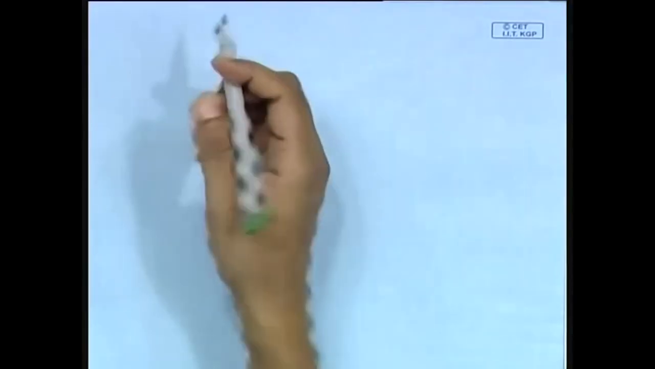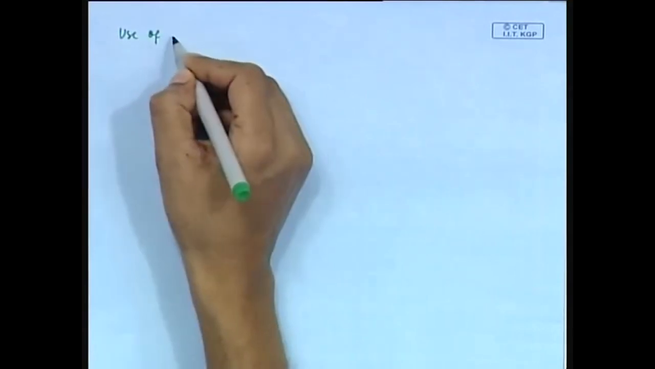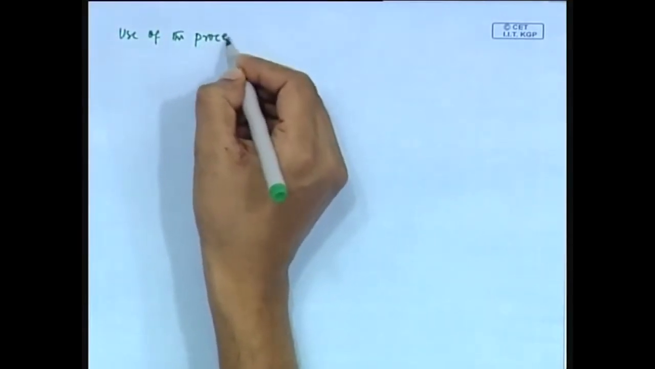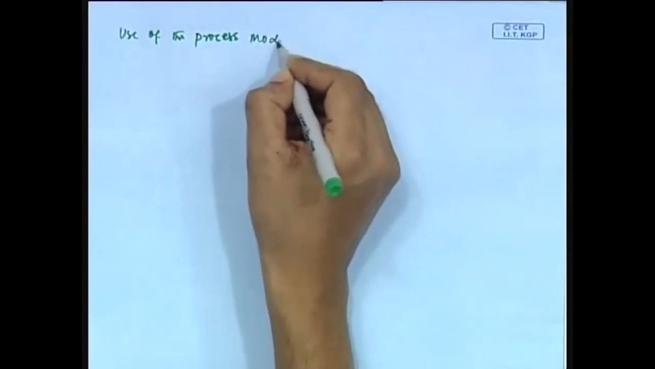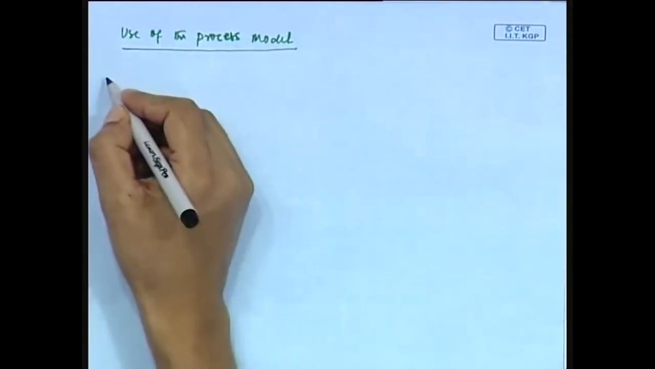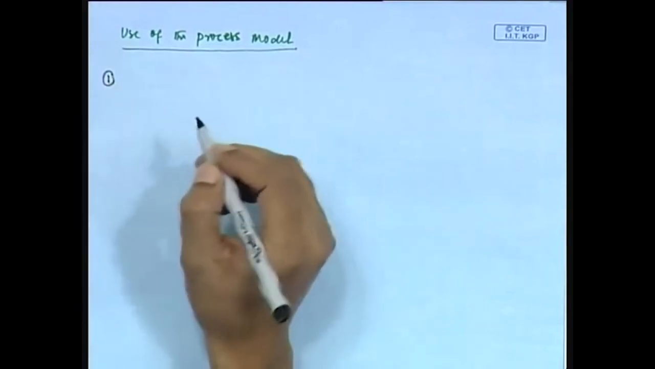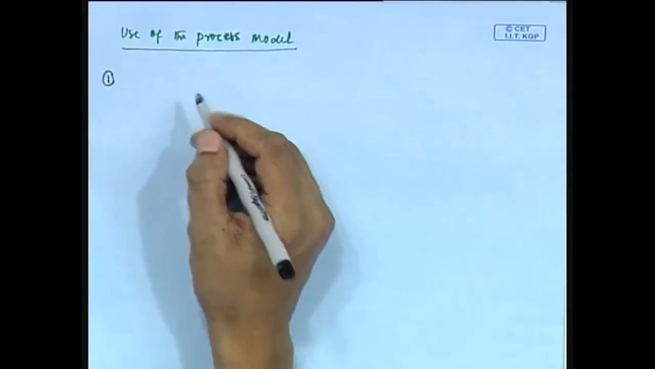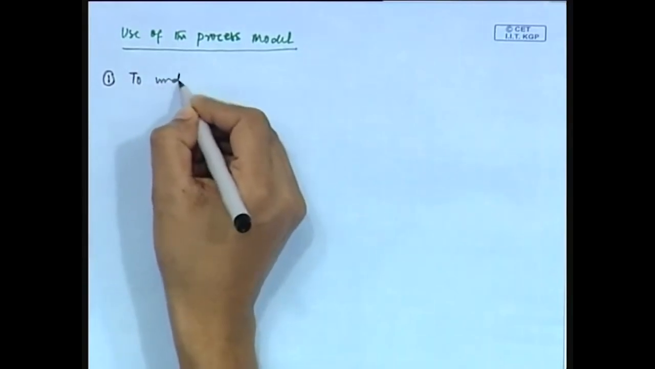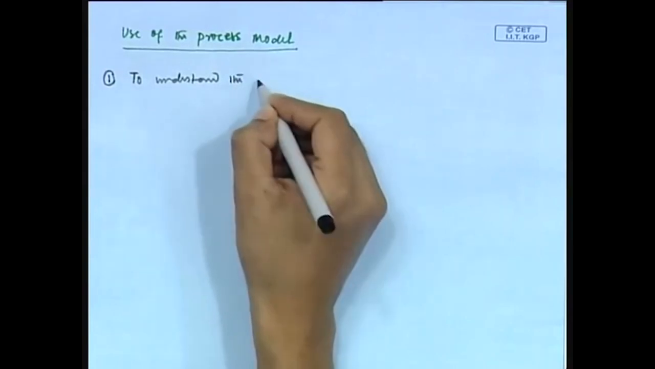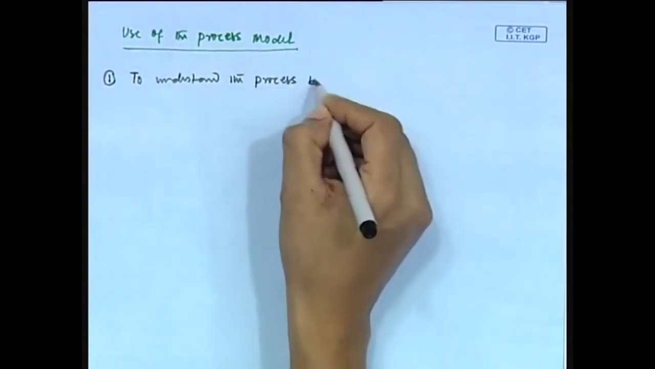And next we will discuss what is the use of this model, why we develop the model, what is the use of mathematical model in process control. That we will cover next. So, use of the process model. First, to understand the process behavior.